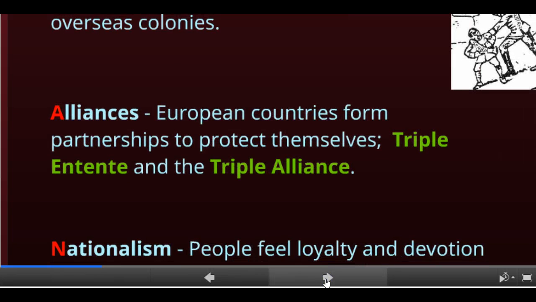Alliances, also coming from militarism, and the need for countries protecting their imperialistic colonies. European countries form partnerships to protect themselves. We have the Triple Entente and the Triple Alliance. So now we have these European alliances that were made just to protect European countries.